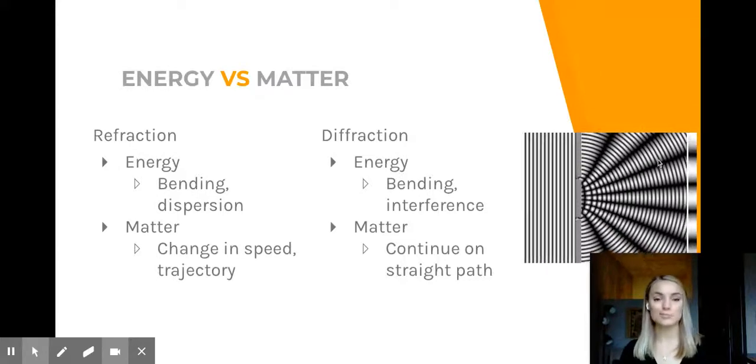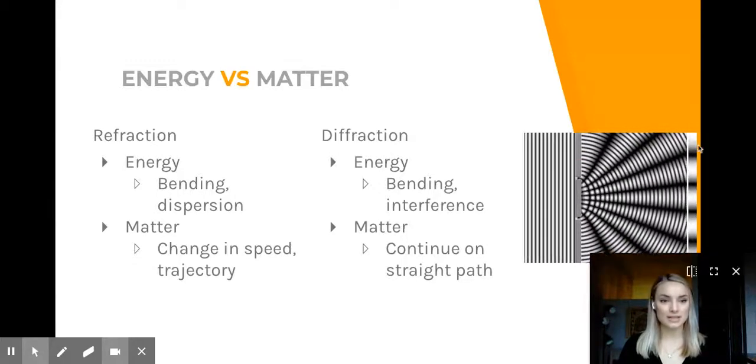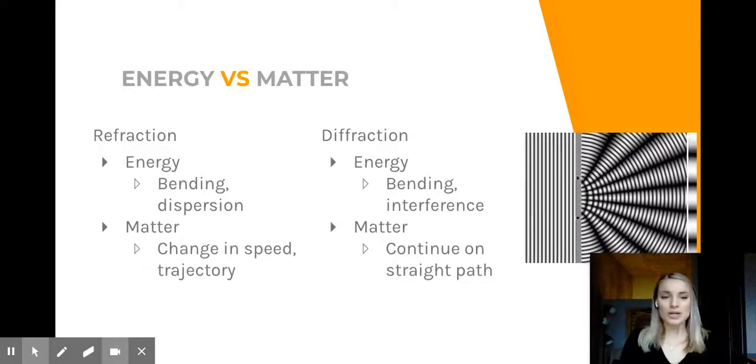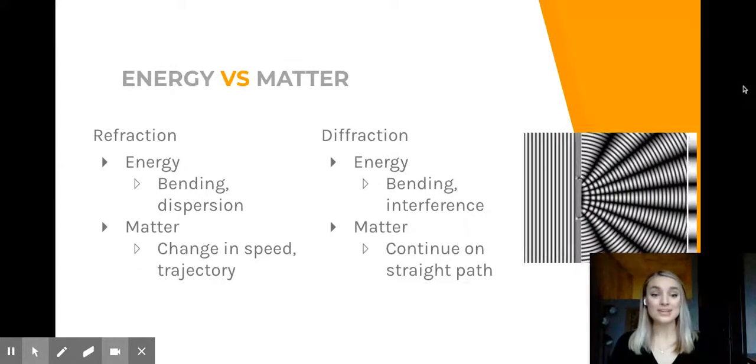So this would be not sound energy, but rather light energy. You can find some good YouTube videos of 1 and 2 slit experiments using lasers that will produce a pattern that looks something like this: constructive and destructive interference. So we know and we have seen that energy behaves like a wave.